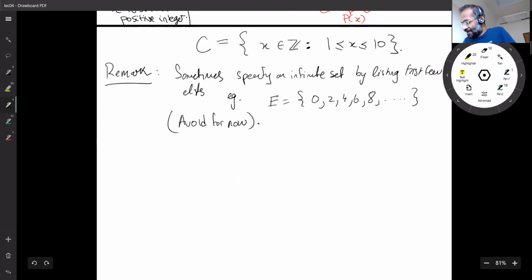Okay, so that's how you specify a set. And now let's talk about when are two sets equal, when is one set contained in another set, etc.